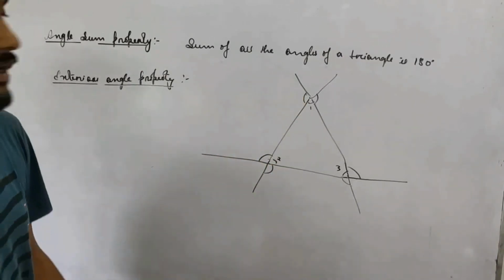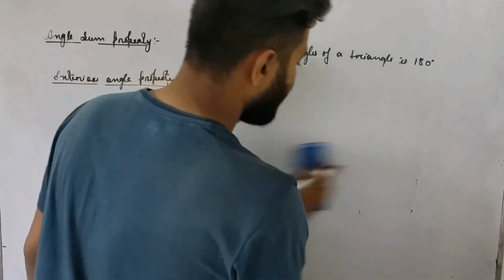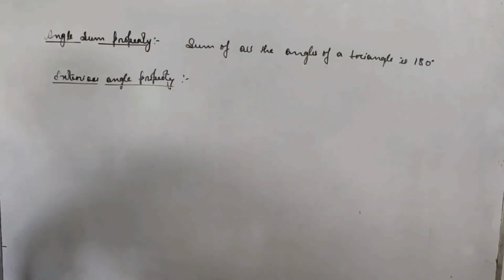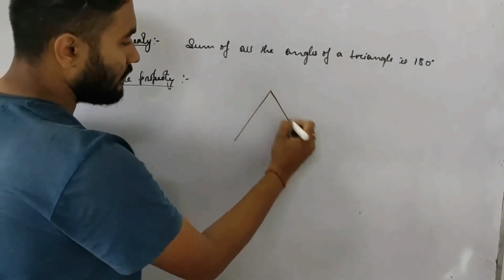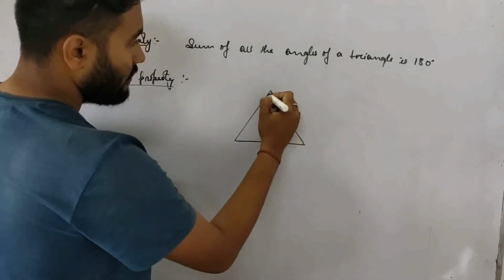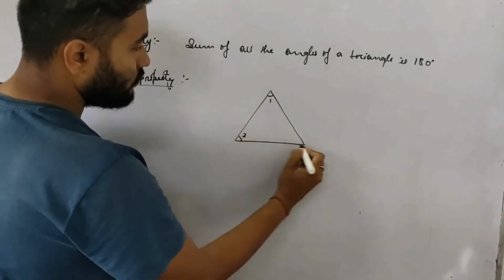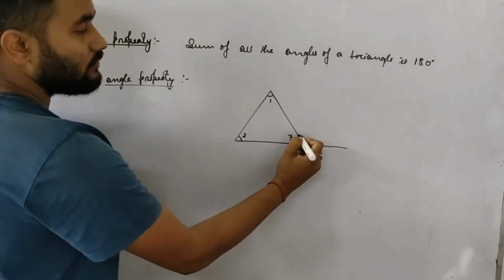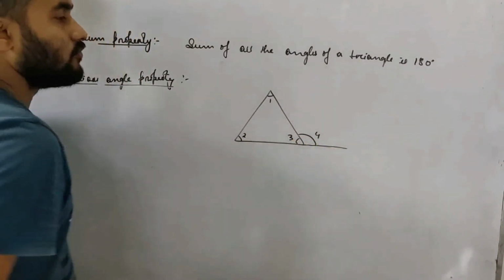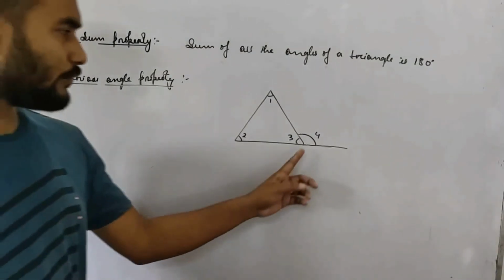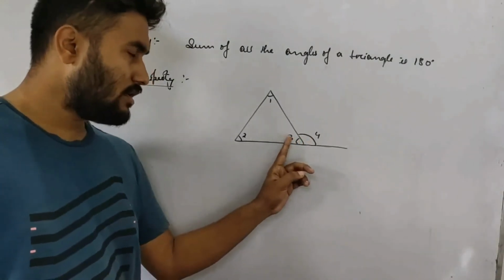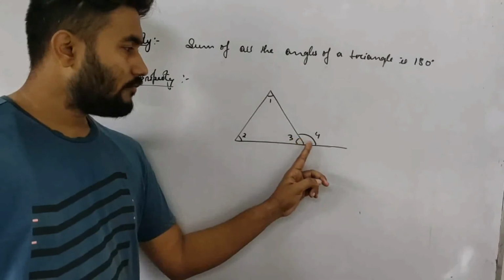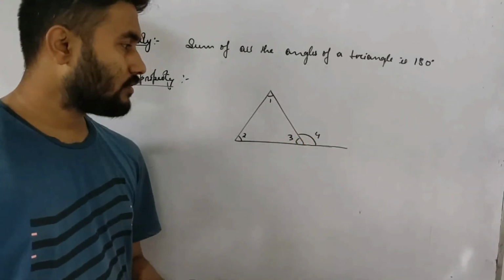And for this, one property is there. Say for example, this is a triangle. This is angle 1, this is angle 2, angle 3. This one I have extended, so this is my exterior angle 4. Now you see, 4 and 3, what angles are these?